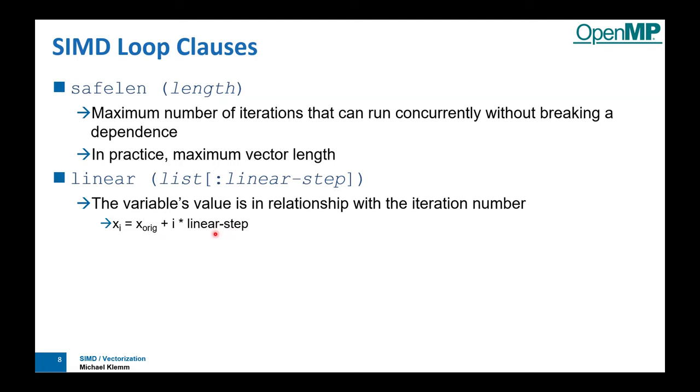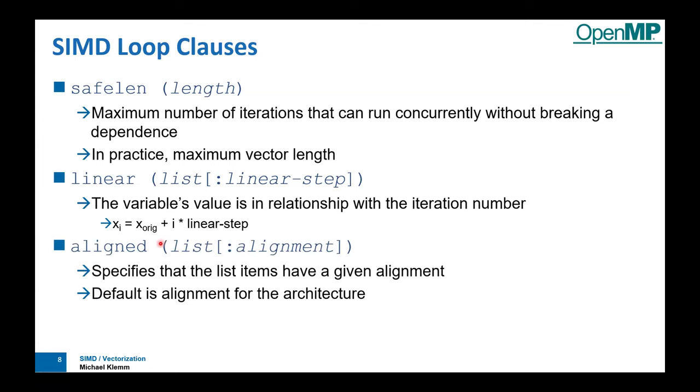So if you iterate through data structures using pointers, or if you have other linear dependencies on induction variables, you can use the linear clause to tell the compiler about those dependencies and help it to resolve them, if you have this sort of closed form to compute the value of the variable at each iteration.